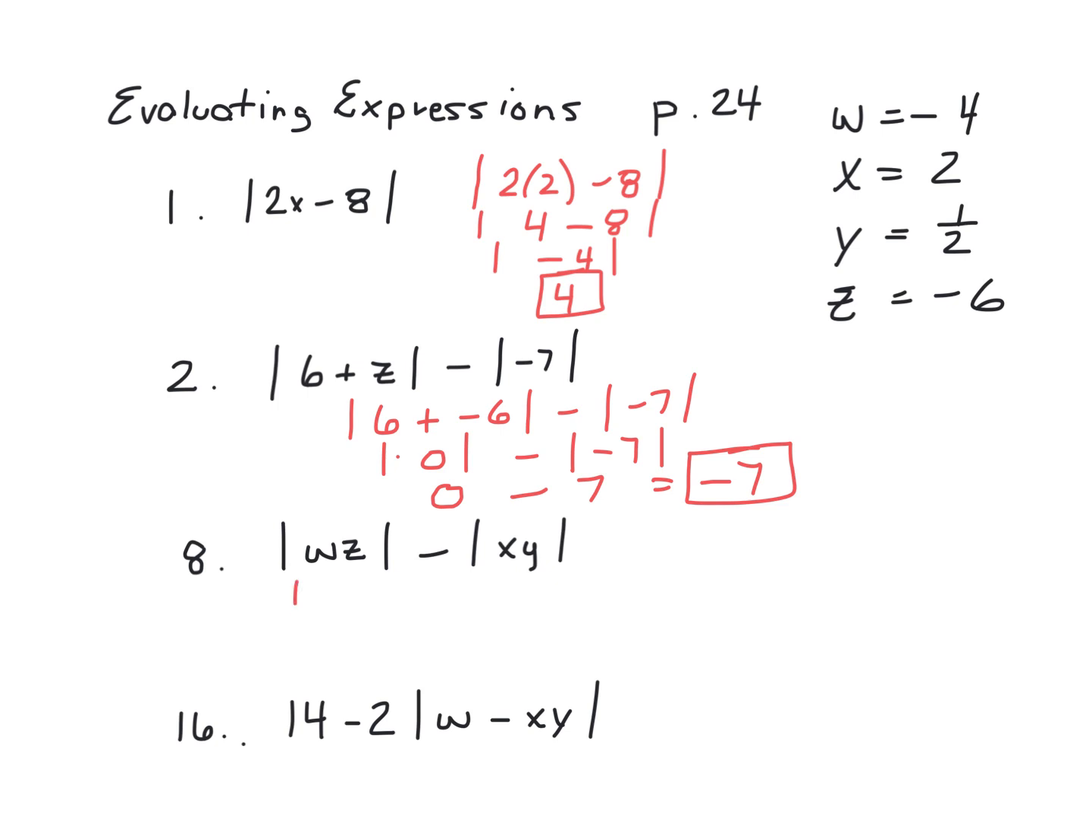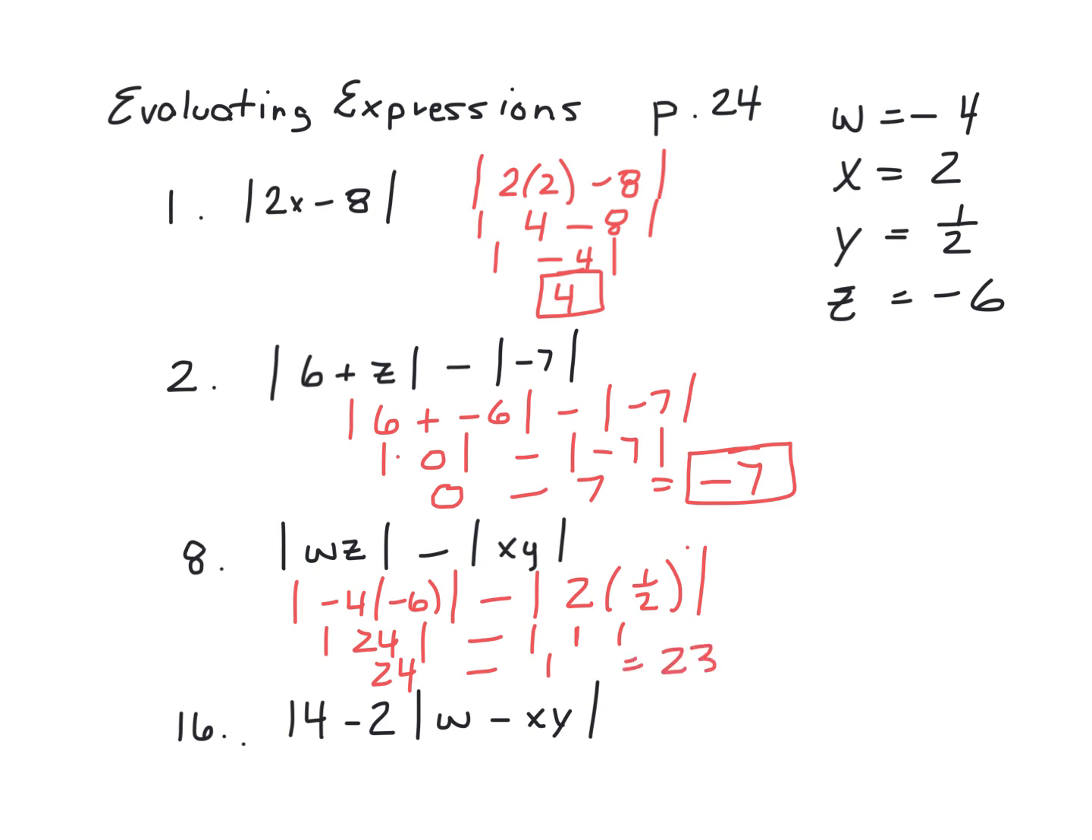Number 8, we've got W, Z. W is a -4, Z is a -6, using parentheses there, minus the absolute value of x, which is 2, times y, which is 1/2. So once again, working inside those parentheses first, I've got -4 times -6 is 24, minus, again, inside the parentheses, 2 times 1/2 is 1. And then I would do each of these absolute values. Absolute value of 24 is 24, absolute value of 1 is 1, and 24 minus 1 would be 23.